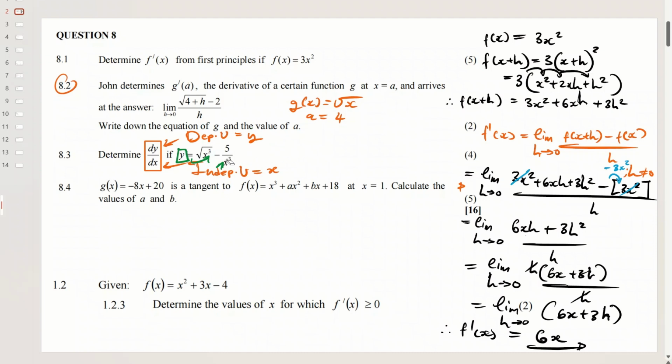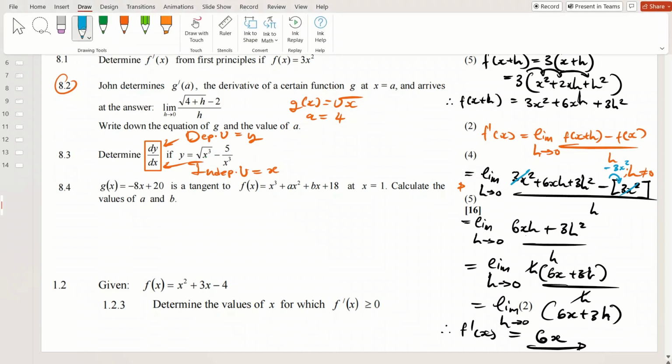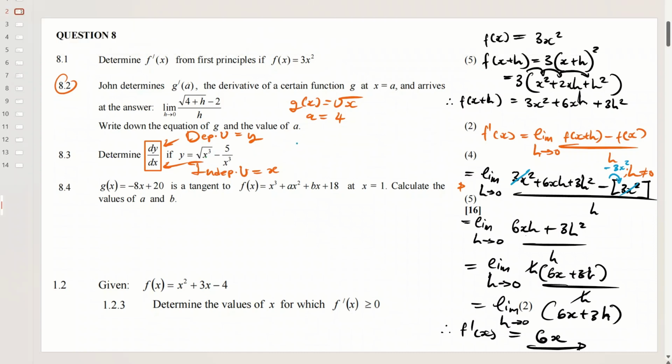Yeah? So now let's take the derivative of that. So we are given y, which is equal to the square root of x to the 3 minus 5, all over x to the 3. Can you take the derivative directly? No. Remember, we are no longer using the first principle formula. Then we have to apply what?